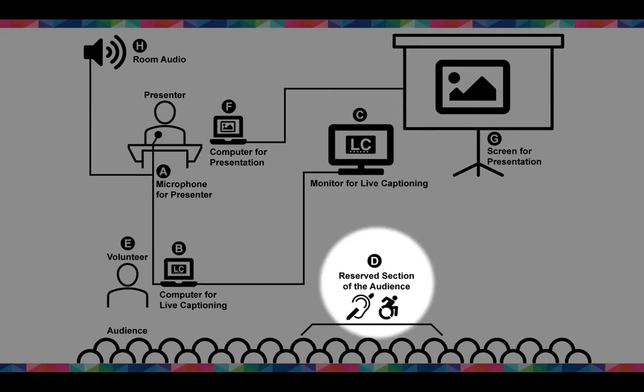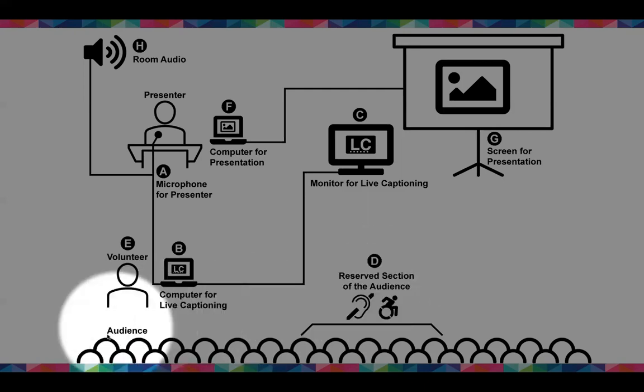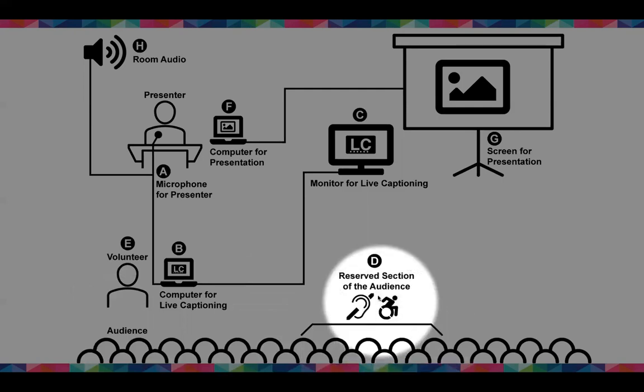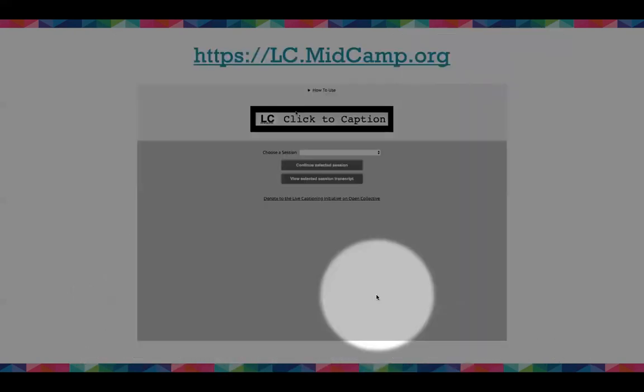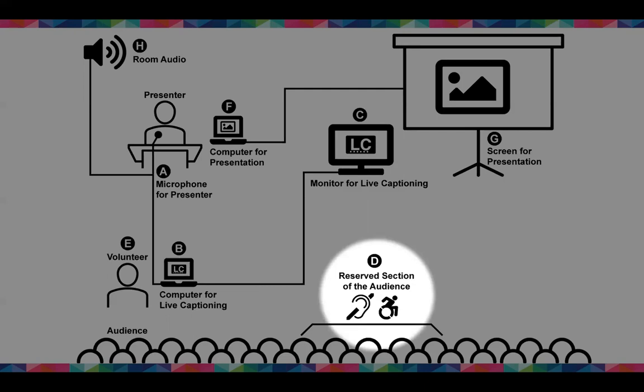is a reserved section of the audience. What we found at events is it's best to have a good line of sight and a dedicated area for people that do identify that would benefit most from live captioning and being able to read the speech to text on the screen during the event. So we highly recommend with the audience, as you see down below here, just having a reserved section for a line of sight for that person or people.